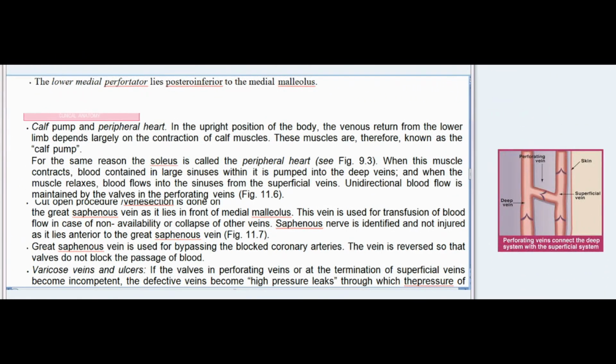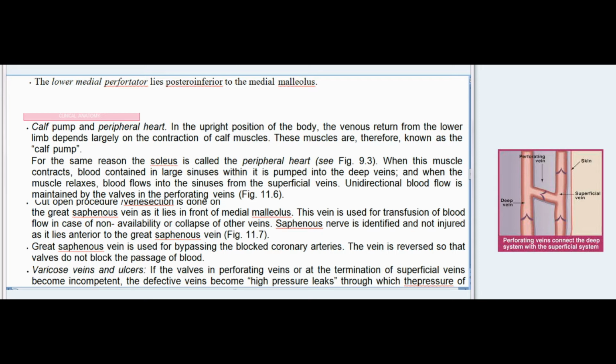Clinical anatomy: calf pump and peripheral heart. In the upright position of the body, the venous return from the lower limb depends largely on the contraction of calf muscles. These muscles are, therefore, known as the calf pump. For the same reason the soleus is called the peripheral heart, see Fig 9.3. When this muscle contracts, blood contained in large sinuses within it is pumped into the deep veins, and when the muscle relaxes, blood flows into the sinuses from the superficial veins. Unidirectional blood flow is maintained by the valves in the perforating veins, Fig 11.6.